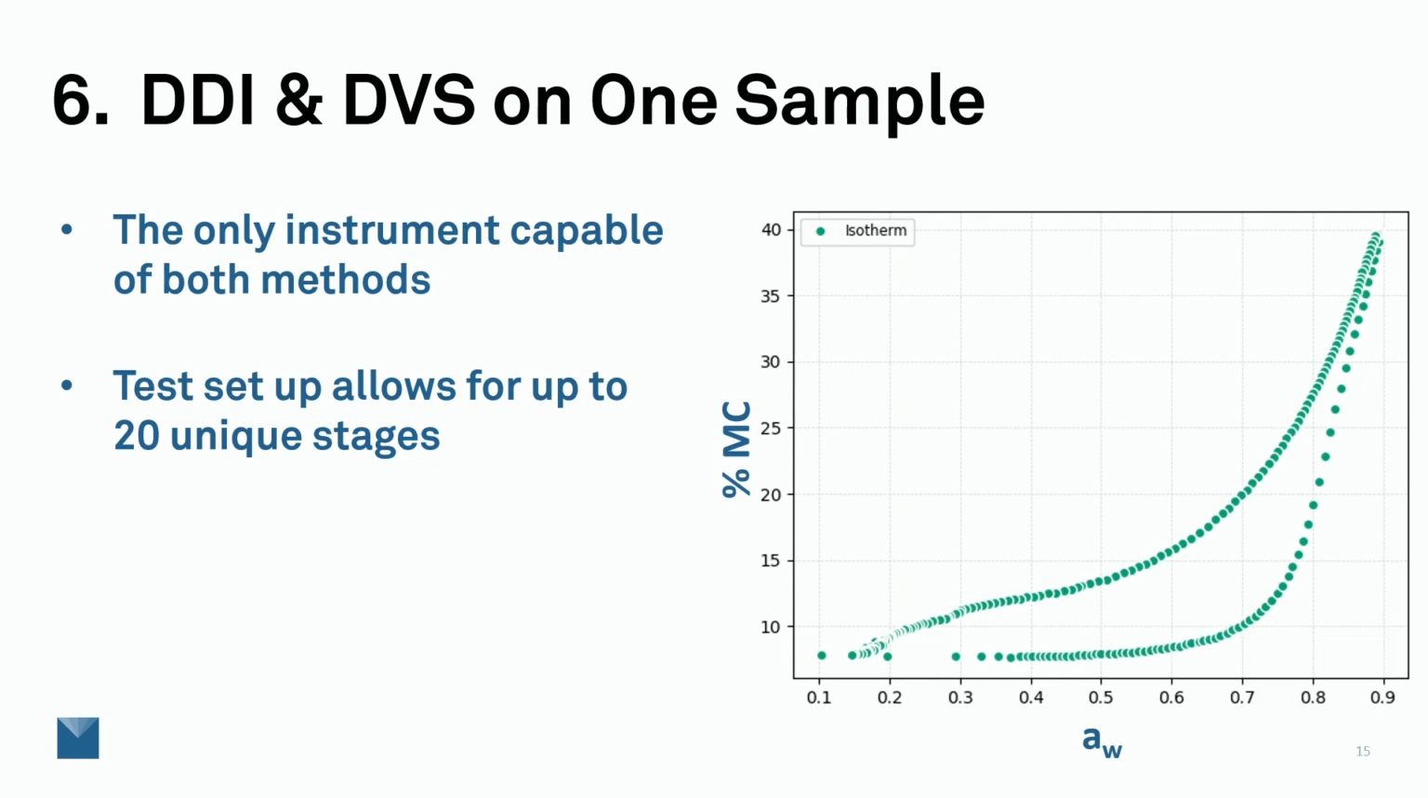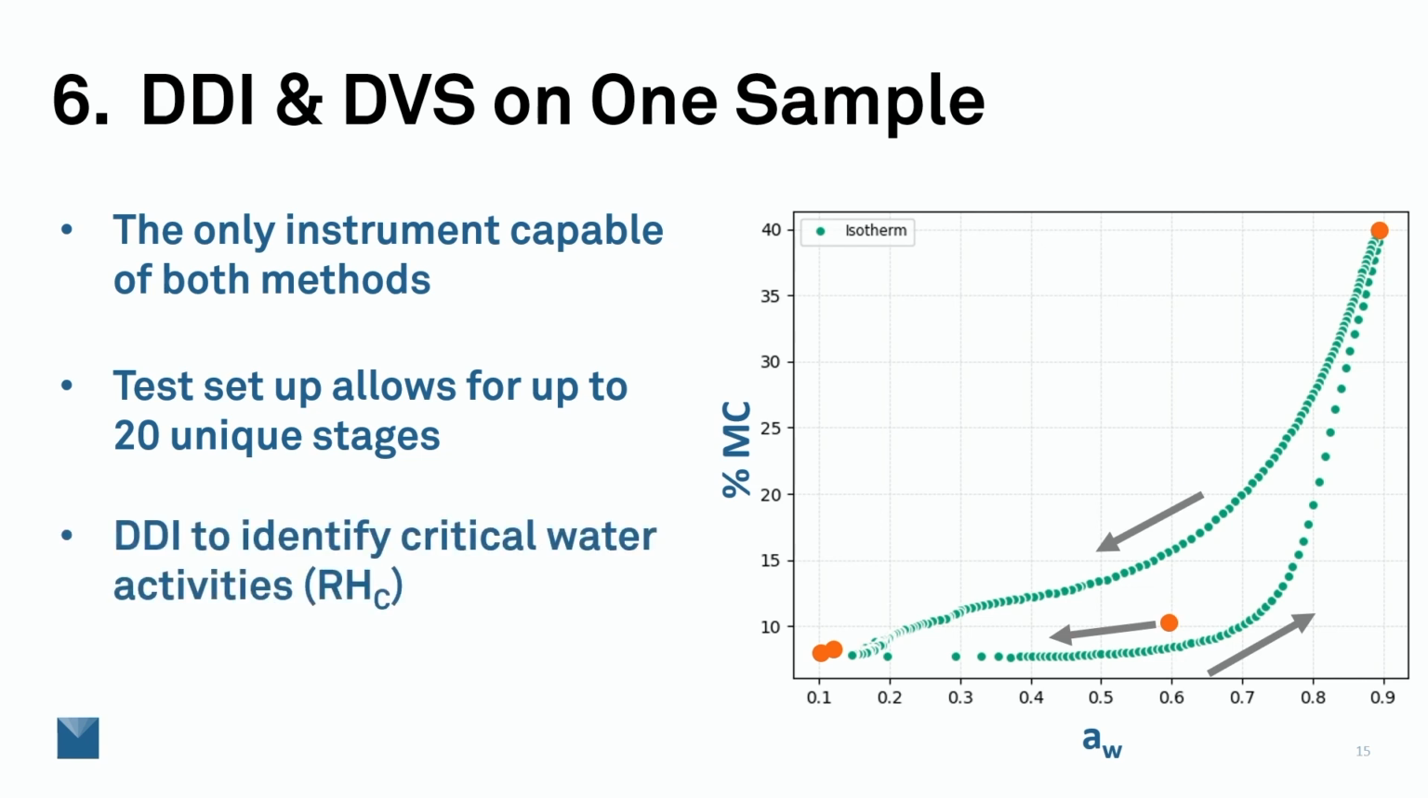So here, this product has a starting water activity and moisture content around 0.6 and 10% respectively. The first step here is basically a DVS step where we allow the product to reach equilibrium at 0.1 water activity. Then using the DDI method, I created an adsorption curve up to about 0.9 water activity, and then looped the test to do a desorption curve back to that starting 0.1 water activity.